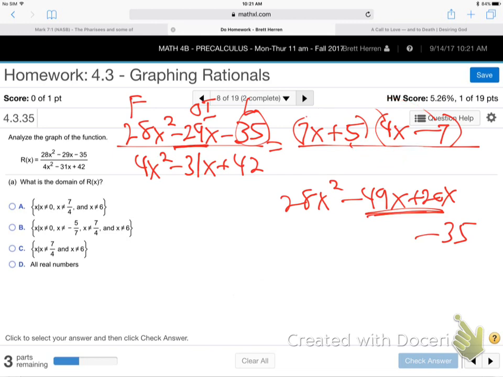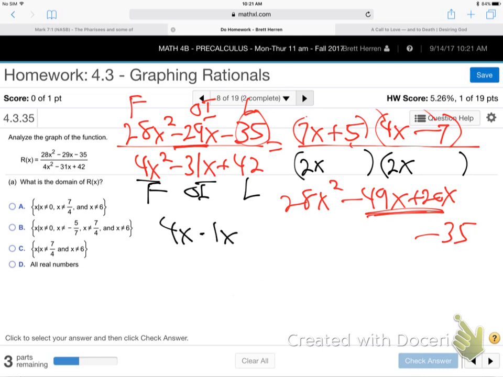Now the bottom, same kind of thing. I'm thinking FOIL. So I'm thinking 2 parentheses, 2x probably, but maybe for the 4x squared it's 4x times 1x. I don't know. I'm going to try the 2x and see. 42, what times what is 42? Could be 6 times 7. Could it be 6 times 7?